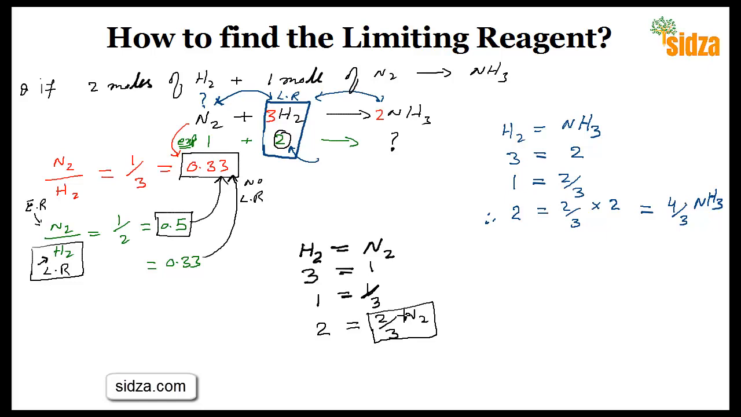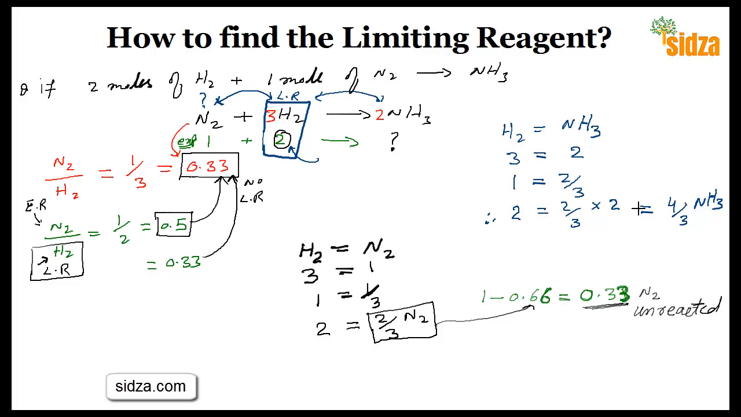And therefore, what will be the amount of the nitrogen that will remain unreacted at the end of a reaction? Yes, you can find it by subtracting 2 by 3 from 1. So out of the 1 mole of nitrogen, only 0.66 moles of nitrogen are consumed and 0.33 moles of nitrogen will remain at the end of a reaction.